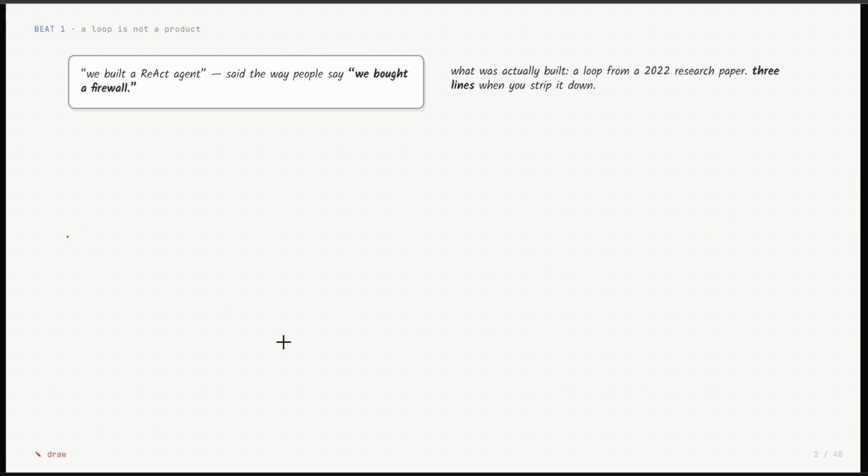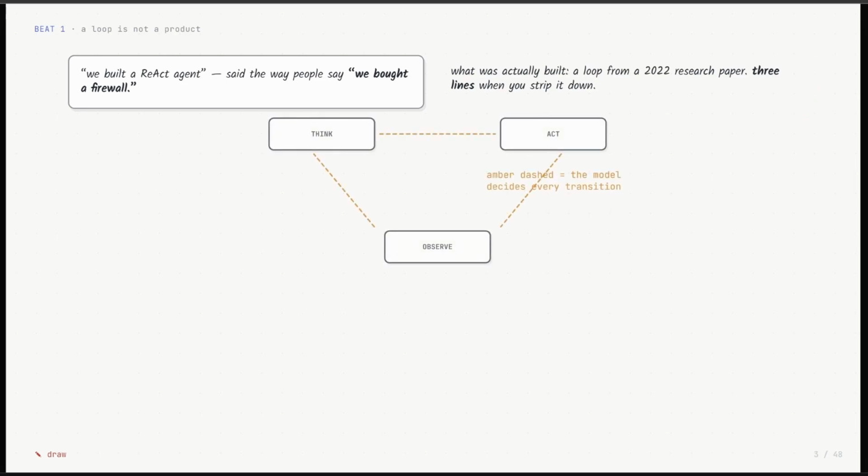And usually people say that as if they built a firewall or bought a firewall or they're secure now. Here is what they actually built. They built a loop, and it's coming from a 2022 paper. The idea here, if you strip it down, is that you have think, act, observe.